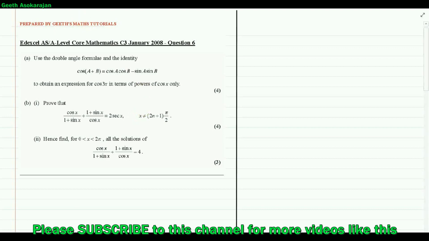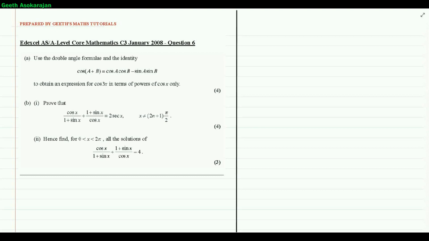In this case, part A: use the double angle formulae and the identity cos(A plus B), and that is cos A cos B minus sin A sin B, to obtain an expression for cos 3x in terms of powers of cos x only. So let's see how this can be done. Let me try part A over here, and let me copy down that identity.